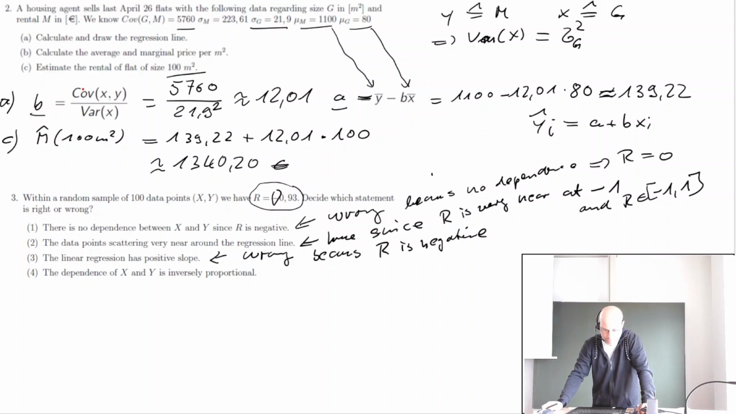Well, and then the last one, right or wrong, the dependence. I already have answered this. I think between x and y it is inversely proportional. Right or wrong? Inversely proportional means just if I go up with x, that I go down with y. So this is then, of course, true.